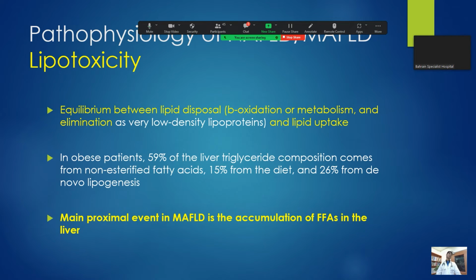The other common cause is lipotoxicity, or lipid toxicity. As we know, life is a balance, and when the balance goes out of proportion, it results in toxicity. Similarly, here there is an imbalance between lipid uptake and lipid disposal or metabolism, which ultimately results in lipid deposition in the liver. The lipid usually comes from the diet, fat, esterified fat, or even lipogenesis, which happens in the body in the absence of insulin or in the presence of insulin resistance. So the main and proximal event in MAFLD is accumulation of free fatty acids in the liver.